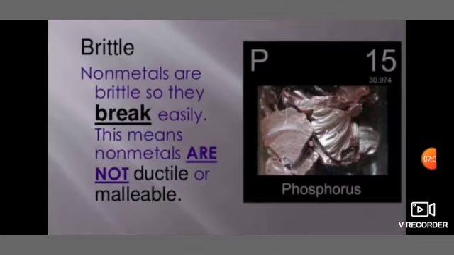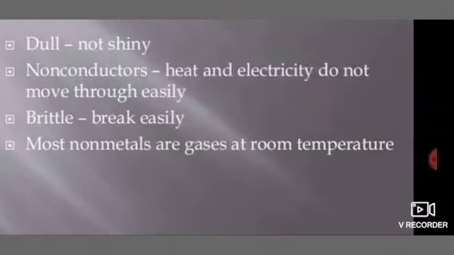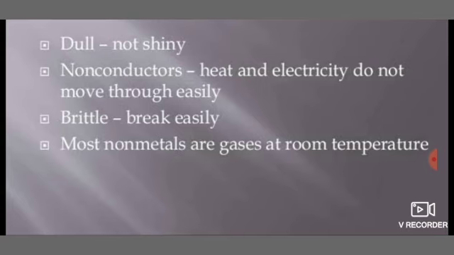Now we can see what are the physical properties of non-metals. We can say that non-metals are brittle. They will break into small pieces if we hammer them. That means they are not malleable or ductile. They are dull in appearance. They are very soft. They are poor conductors of heat and electricity. They will break very easily. Most of the non-metals are gases at room temperature.